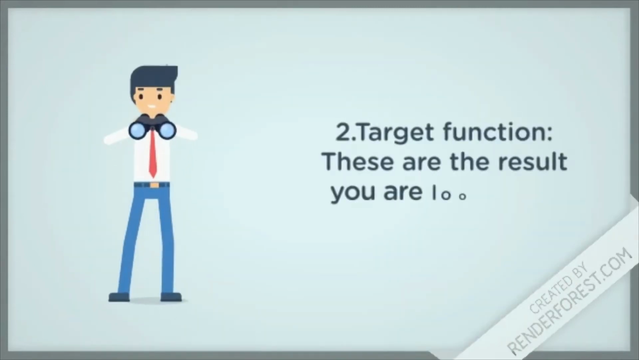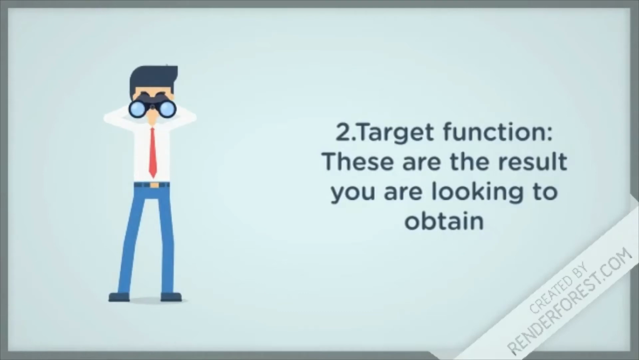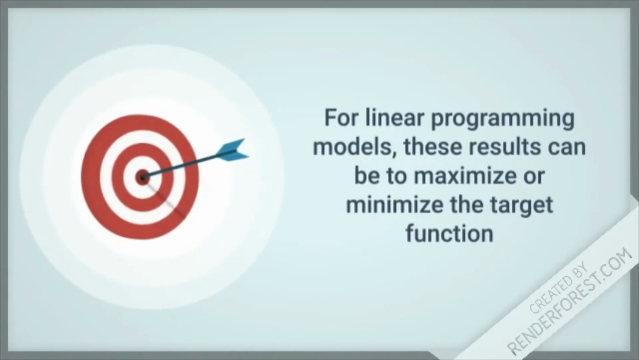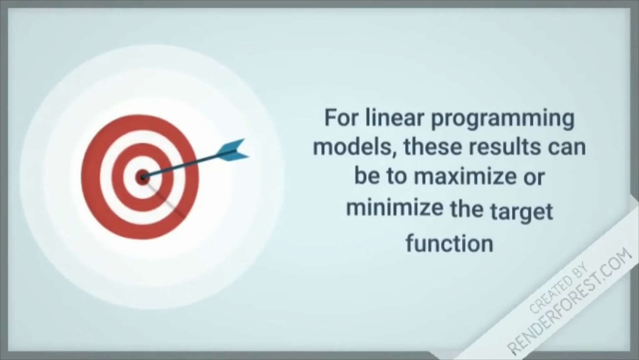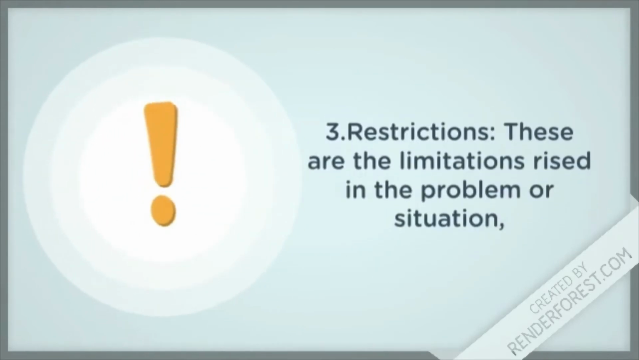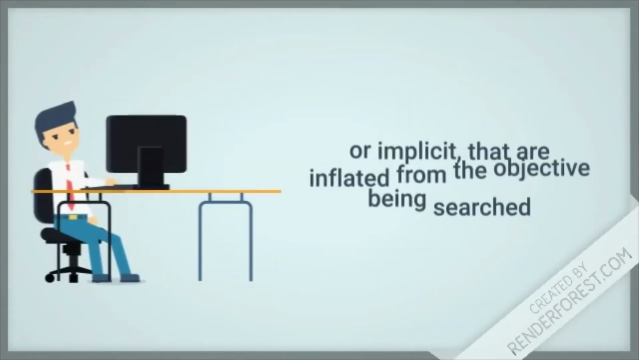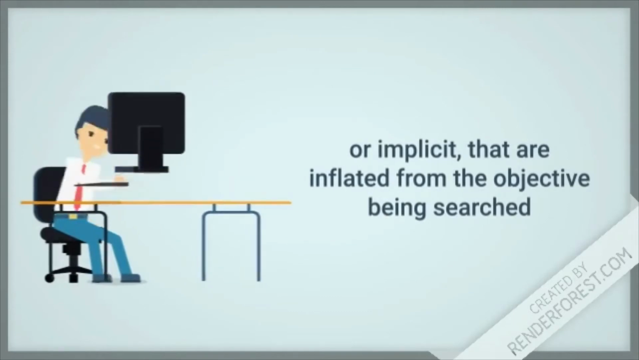Number 2. Target function. These are the results you are looking to obtain. For linear programming models, these results can be to maximize or minimize the target function. Number 3. Restrictions. These are the limitations raised in the problem or situation. This can be explicit, that is, they are mentioned, or implicit, that is, they are inferred from the objective being searched.